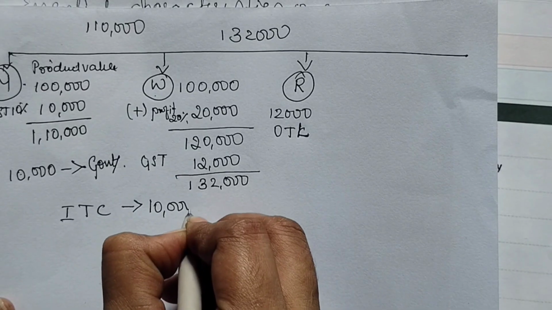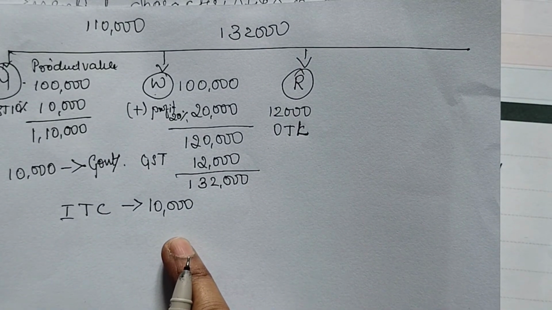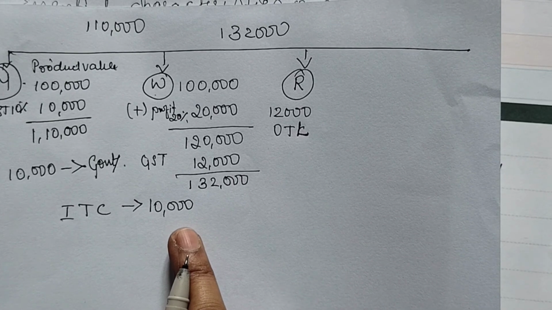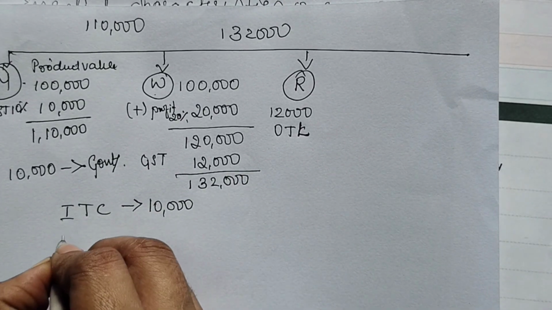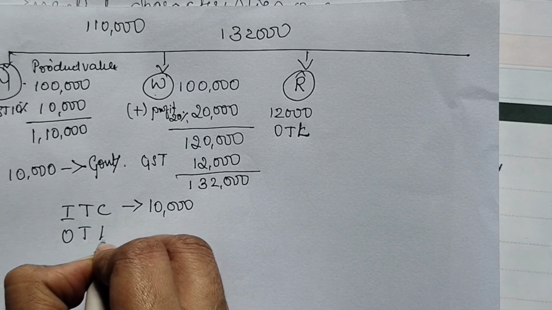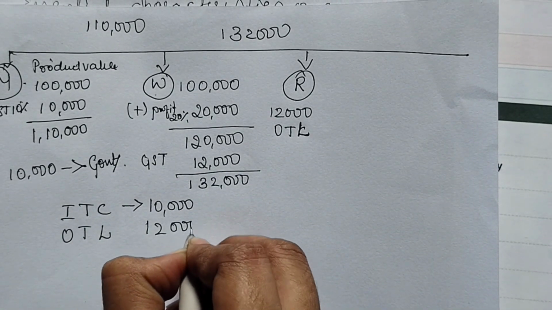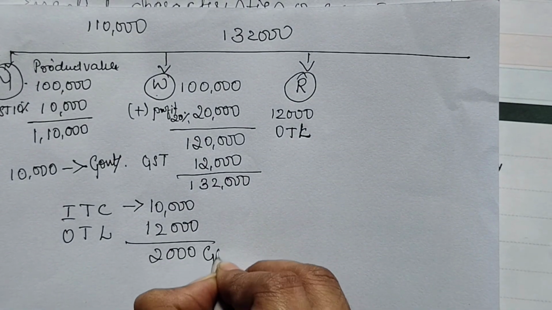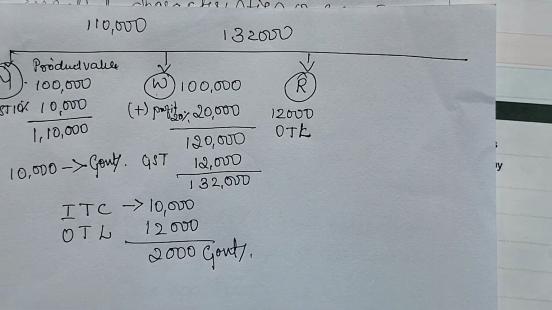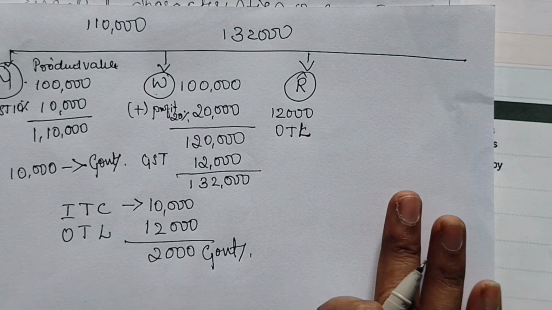I will create a wallet for you. How will you top up your wallet? No, it will be topped up whenever you pay 10,000. It will be there, minus your output tax liability from it, 12,000. What is the remaining balance you pay to the government? 2,000 he paid to the government.